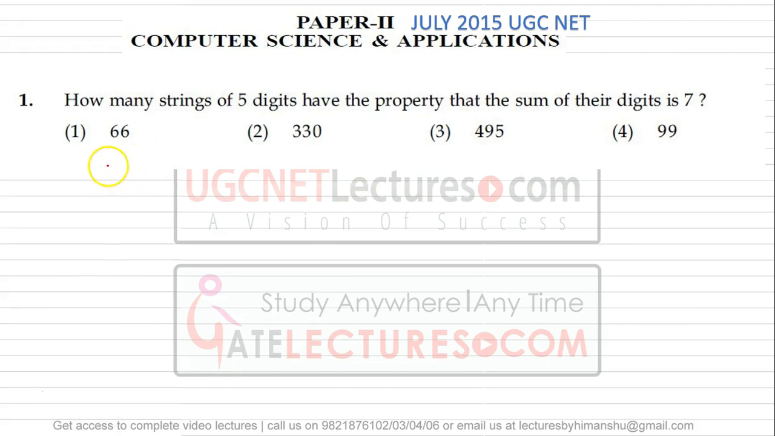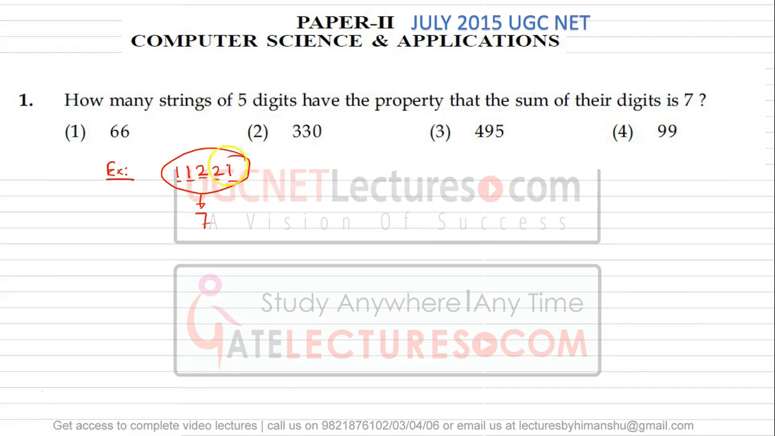For example, we have a string where the sum of the digits is 7 and the number of digits in this string is 5. Let's say we have this string. This string is of 5 digits and the sum of its digits is 7. 1 plus 1 is 2, 4, 6 and 7. So the sum should be 7 and the string should be of 5 digits. In how many ways can we do this?